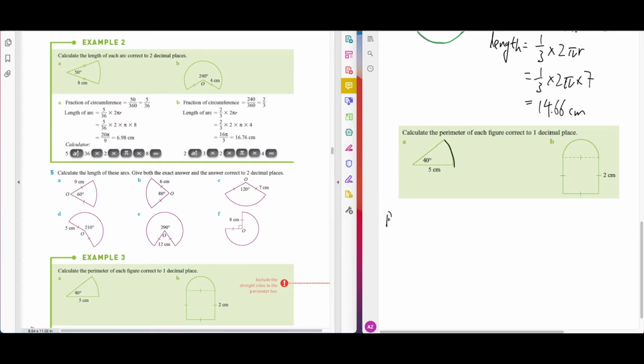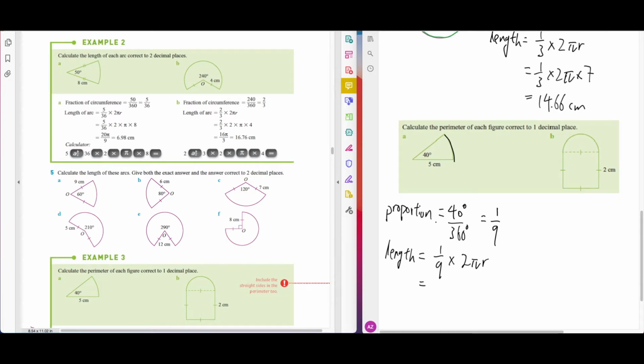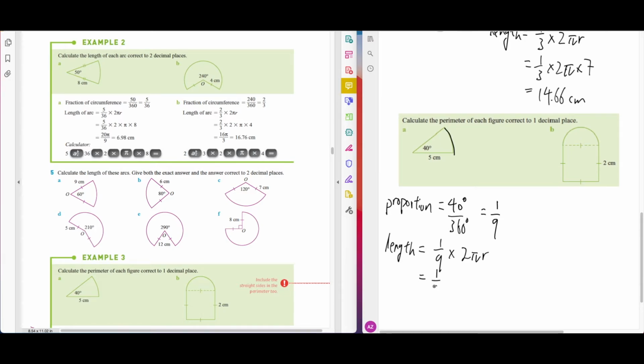So work out the proportion. And the proportion is equal to 40 degrees divided by 360 degrees, which equals what? 1/9. So then the length of the arc is what? Is equal to 1/9 times 2 pi r, which equals 1/9 times 2 pi times the radius. So the radius in this case is 5.